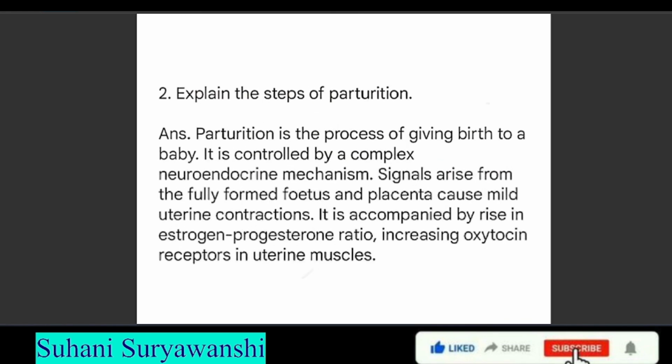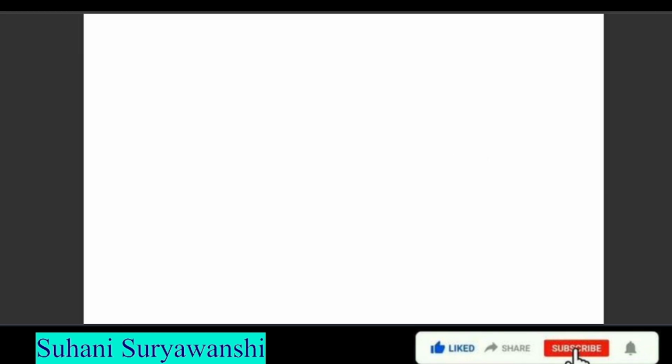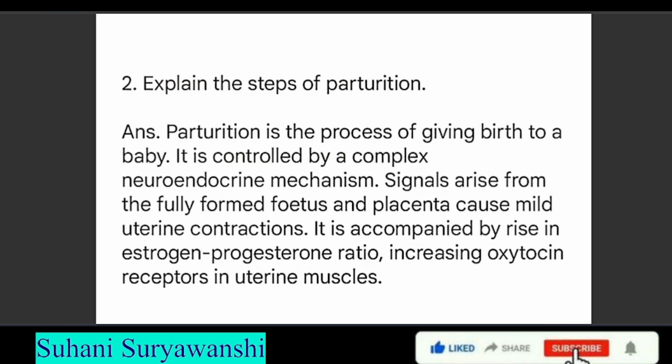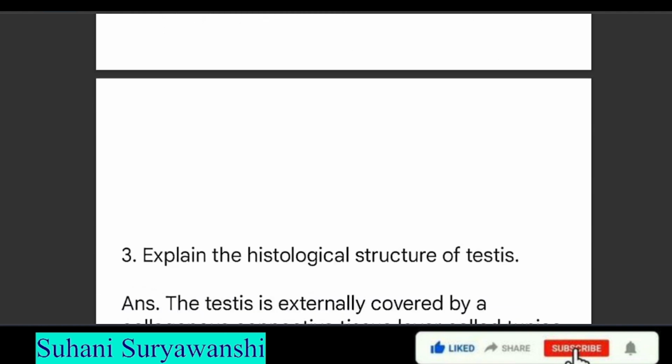Next, explain the steps of parturition. Parturition is the process of giving birth to a baby. It is controlled by a complex neuroendocrine mechanism. Signals arising from the fully formed fetus and placenta cause mild uterine contraction. It is accompanied by rise in estrogen progesterone ratio, increasing oxytocin receptors in the uterine muscles.